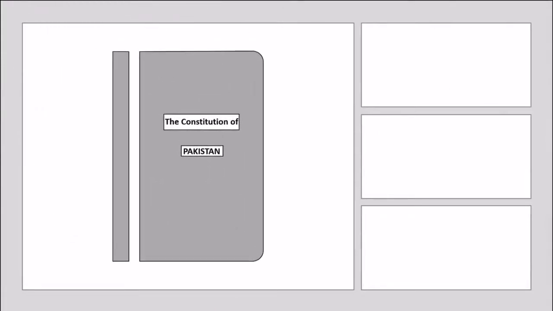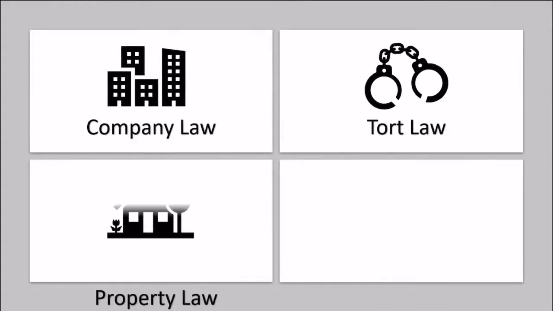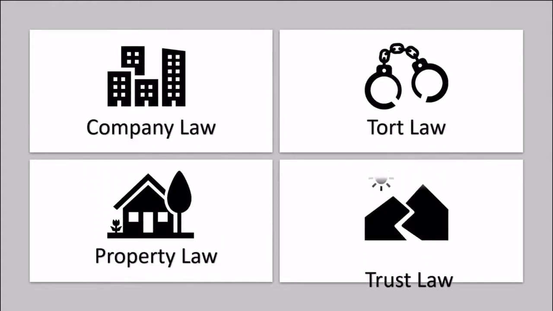Even though the Pakistani constitution was amended in the years 1956, 1962, and 1973, this did not drastically alter the influence of the common law system on Pakistan's legal system. In addition, the common law system was followed in company law, tort law, property law, and trust law.